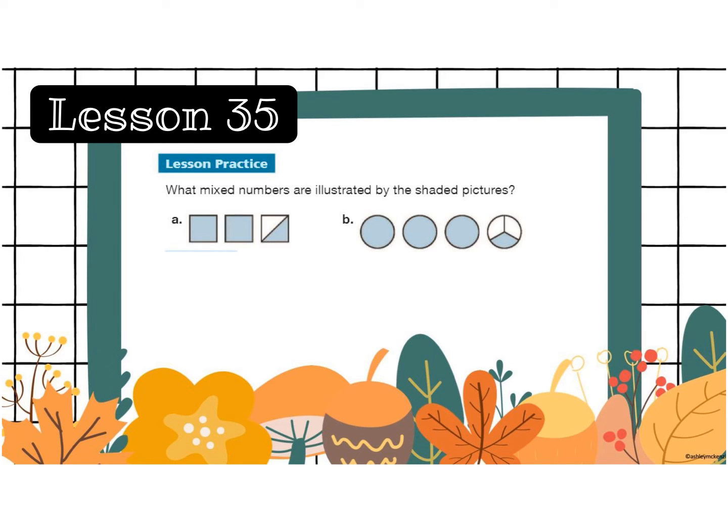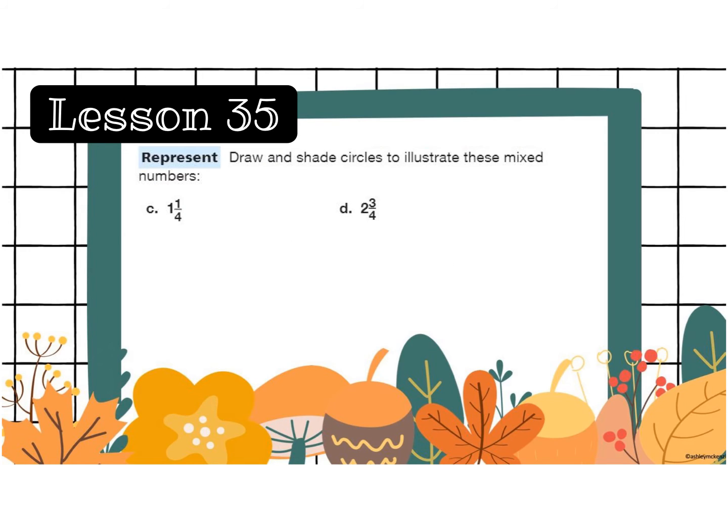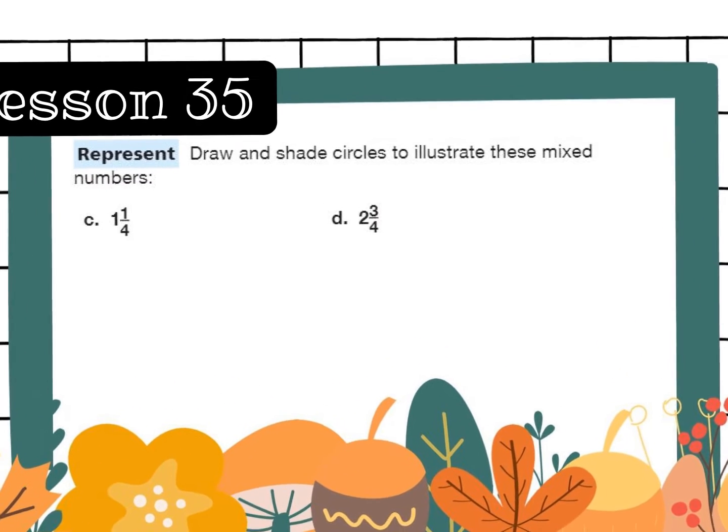What mixed numbers are illustrated by the shaded picture? So we're just going to practice some of these now. Tyler, what's A? A is 2 and 1/2. Very good. Okay, Braden, what's B? 3 and 1/3. Perfect.